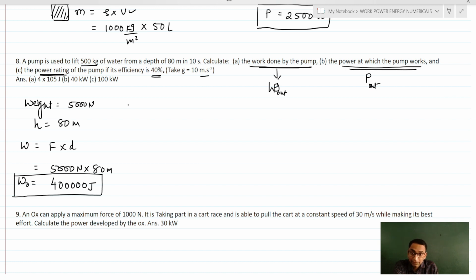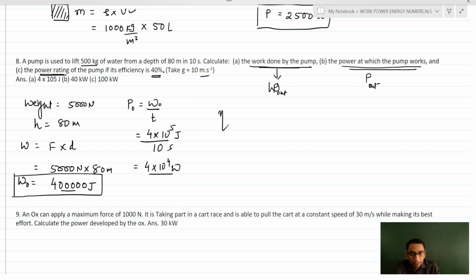right? And then if I am being asked to find out the power output, it is equal to work output divided by time, and the work output is 4 lakh, 4 into 10 raised to 5 joules, divided by the time taken, which is 10 seconds. So basically one 0 goes off. So this is 4 into 10 raised to 4 watt, that is the power output.